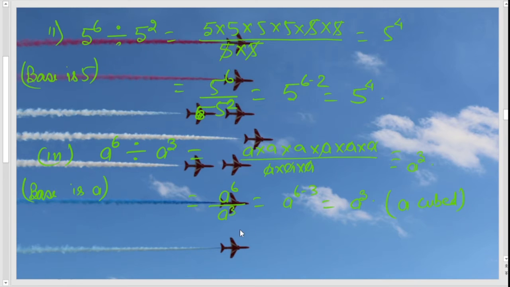So in this way, we came to know that when the bases are similar or the same, their exponents are subtracted.